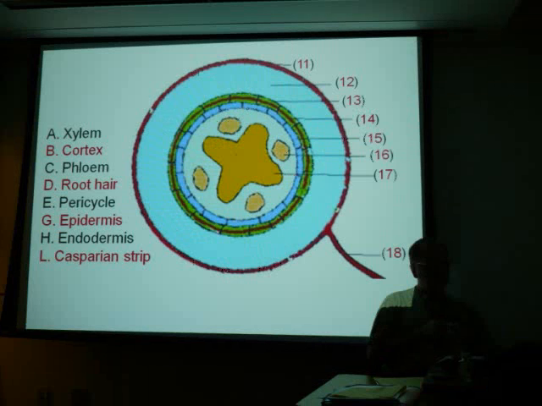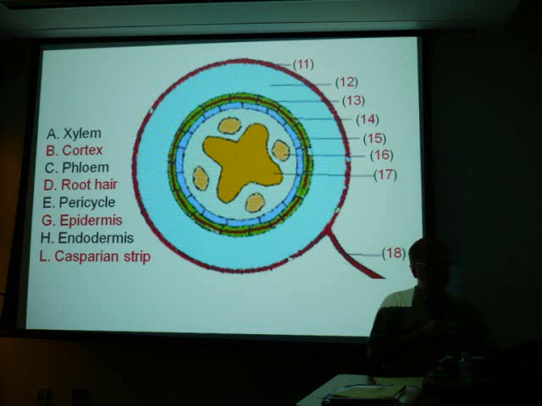Number 11 was the epidermis. Number 12 was the cortex. 13 is endodermis. That red line going around 14 is the Casparian strip. All right, the inner blue circle is the pericycle. And that first little yellow circle, that is phloem. And that big star-looking thing, that is xylem. And that thing coming off, root hair. Okay, you did good.